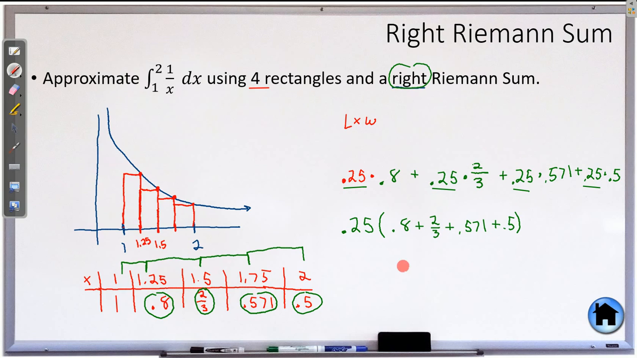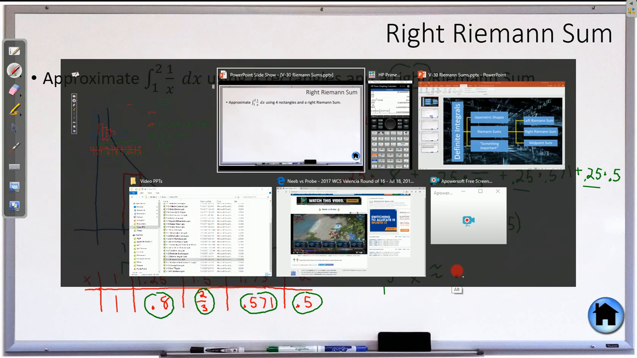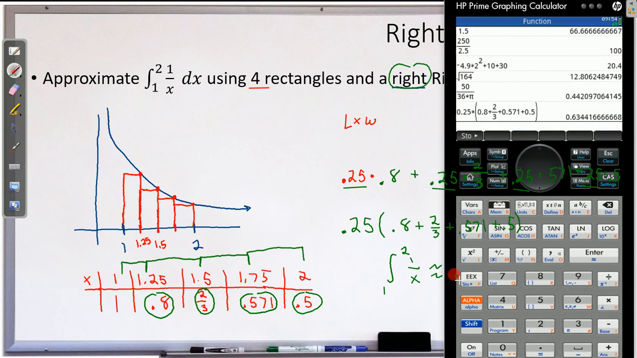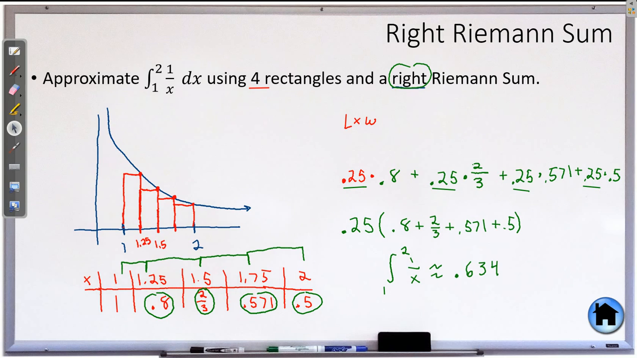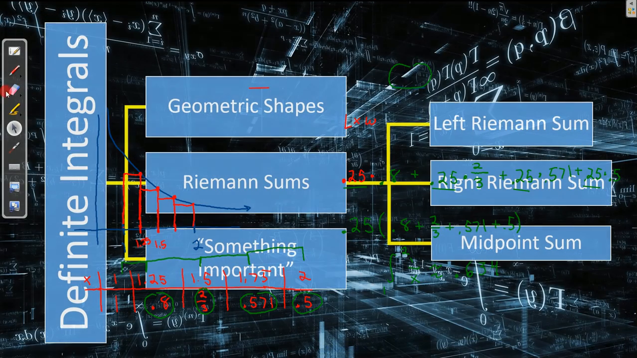So this integral, I'll write the whole thing. The integral from 1 to 2 of 1 over x is approximately equal to 0.634. All right, there we go. So we used 4 rectangles there to find that. A little tedious. Oftentimes, that's a little more work than you have to do. All right, one more quick one to look at.